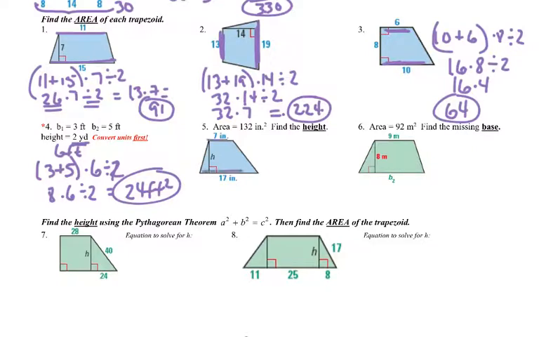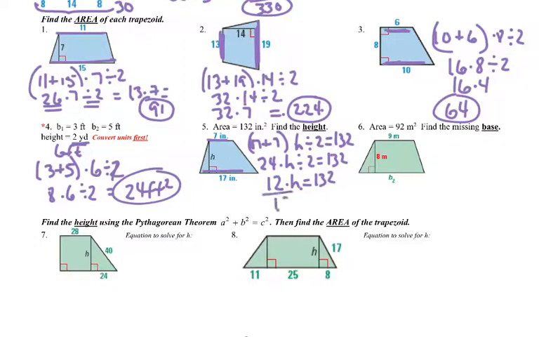Here, if I add those up, 17 plus 7 times h divided by 2, this is going to equal 132. Or 24 times h divided by 2 is 132. 12h equals 132. If I divide both sides by 12, what do I get? 12 times 11, I believe. H equals 11 inches. Yep. So it's a lot about showing your work, I think, with these. People want to do them so much in their head, but it's always better to show your work.